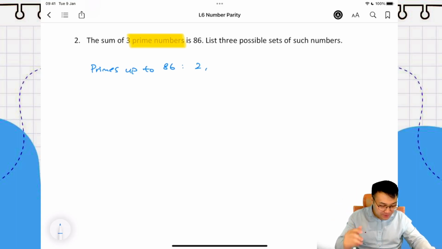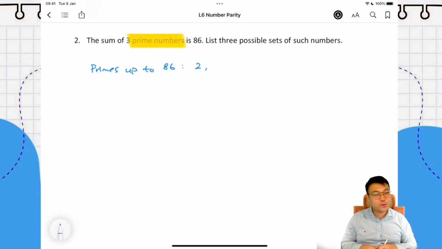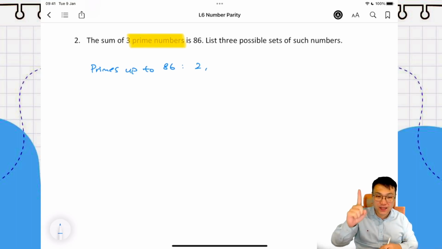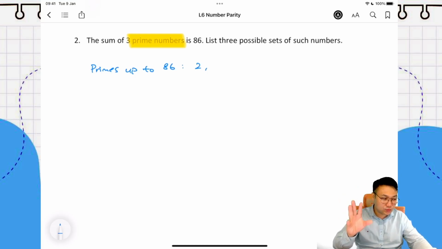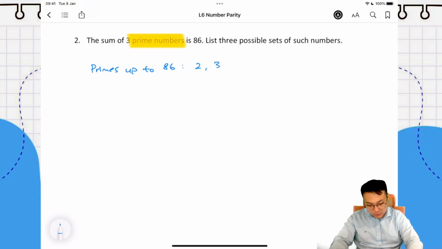Why? For the simple fact that if you have any even number, it's going to be divisible by 2. Okay? You don't want that. For prime numbers, you only want them to be divisible by the number 1 and themselves. You don't want them to be divisible by the number 2. Okay? So all the prime numbers after 2 must be odd. So 2, 3, 5, 7, 11. Let's continue.